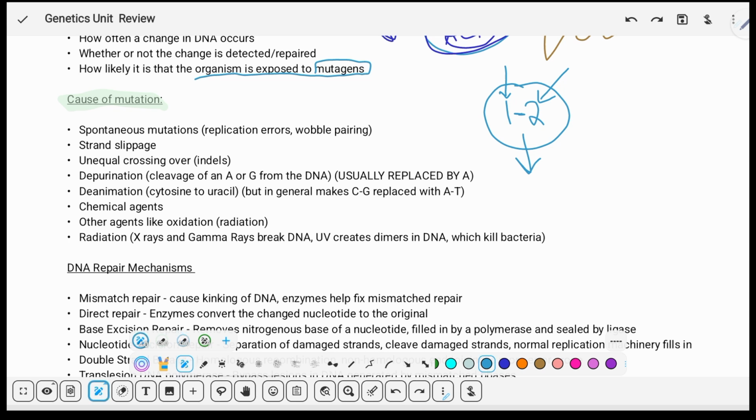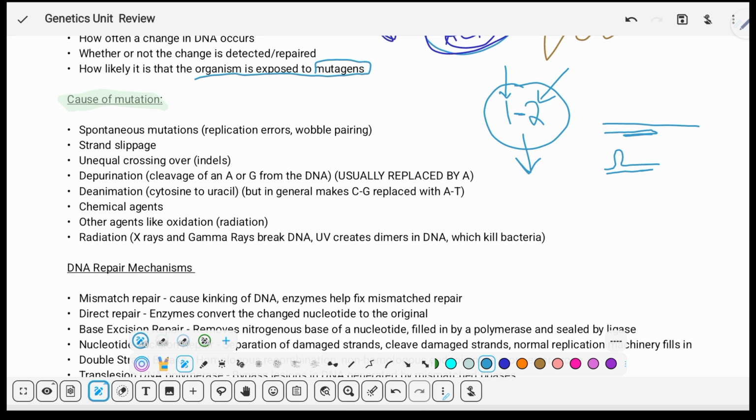When they're replicating, you could accidentally have this strand slip and maybe curl back onto itself, or this one bunches up and this one keeps going. So that's when usually a bigger mutation would occur. We also have unequal crossing over, which leads to indels.